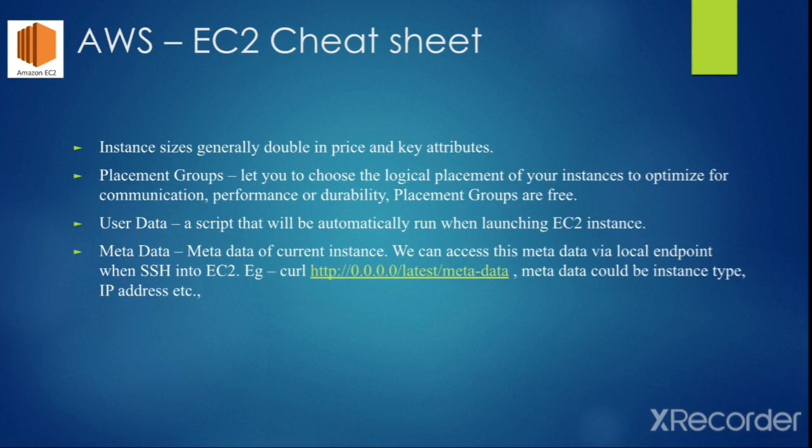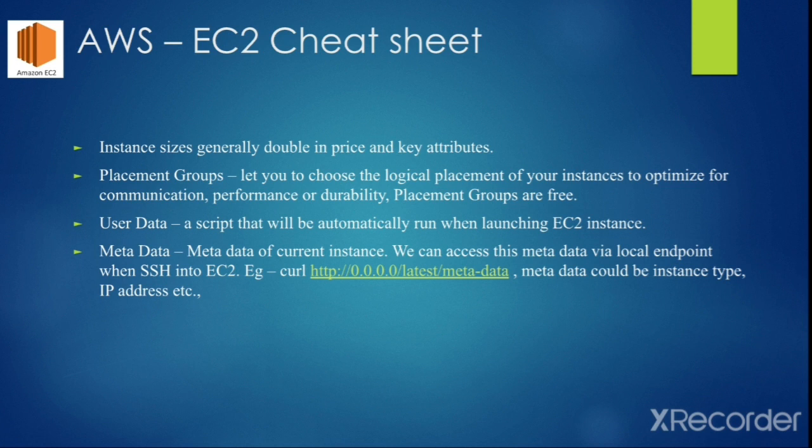As I said, the user data is a script that will be automatically run by the EC2 instance, that will give you the user related details. Whereas the metadata will give you the current instance metadata. You can access the metadata from a local endpoint when you SSH into your EC2 instance. You can access the metadata using a curl command with the following URL, the 0.0.0.0. You can replace this with your IP address: curl followed by http colon, your IP address, followed by latest slash metadata, will give you the metadata of your current instance. The metadata can be like the instance type, the current IP address, kind of.